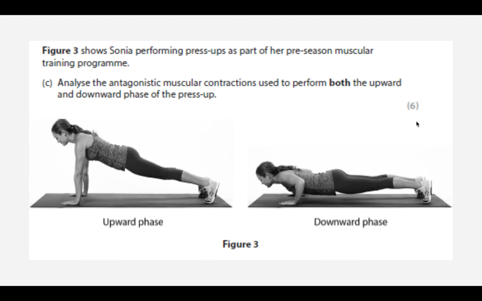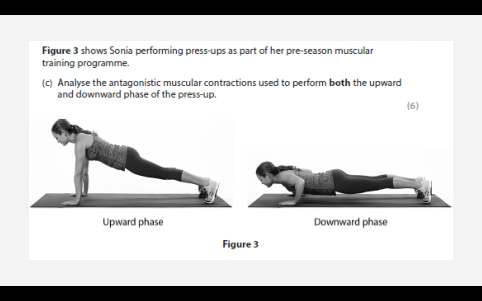We have a 6-marker here. Analyse the antagonistic muscular contractions, so we need to know about antagonistic pairs and muscular contractions used to perform both the upward and downward phase of the press up. So at the end of our lesson, we're going to be able to answer this.